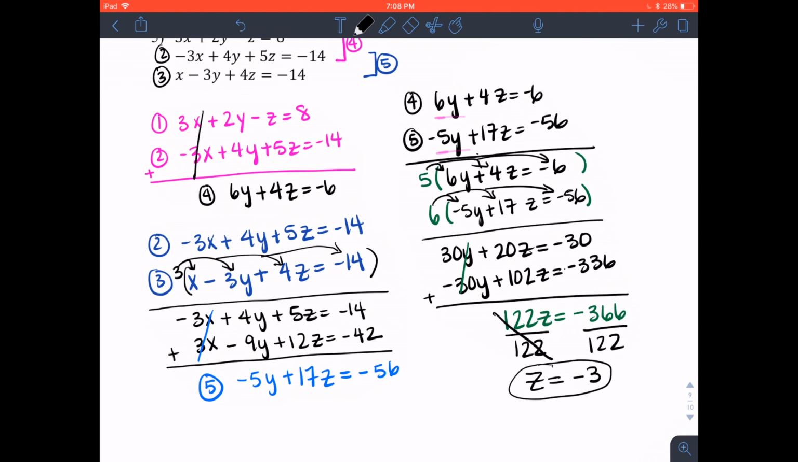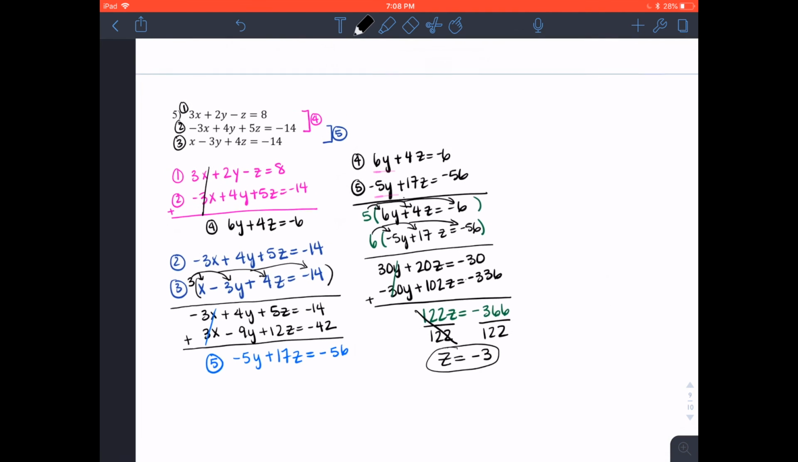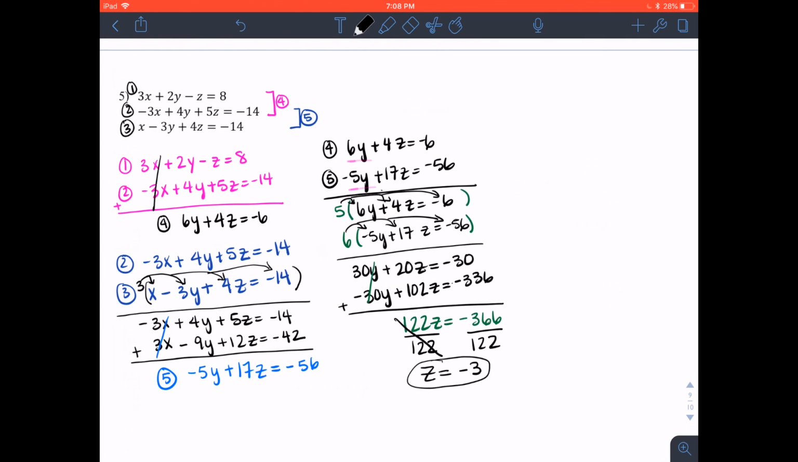And so what I'm going to do is try to figure out the next variable. So remember, the next step is to try to plug it in to one of the equations, 4 or 5. So I'm going to choose equation 4 to plug my z in. So up here, equation 4 is 6y plus 4z equals negative 6. And so my z is negative 3.